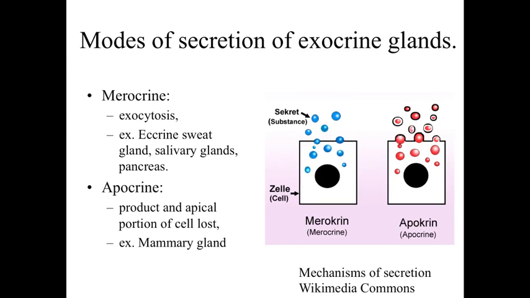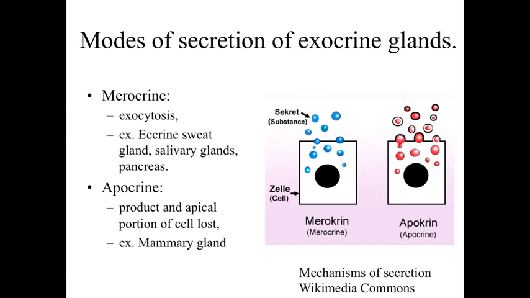The secretory vesicles move up, fuse with the cell membrane, and then dump their secretory product out into the lumen, into the duct system where it can be delivered. The merocrine mode of secretion we see in areas like the eccrine sweat gland, the salivary glands, as well as the pancreas, producing lots of digestive enzymes.